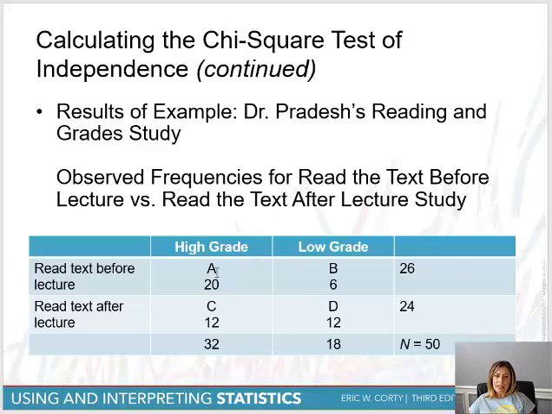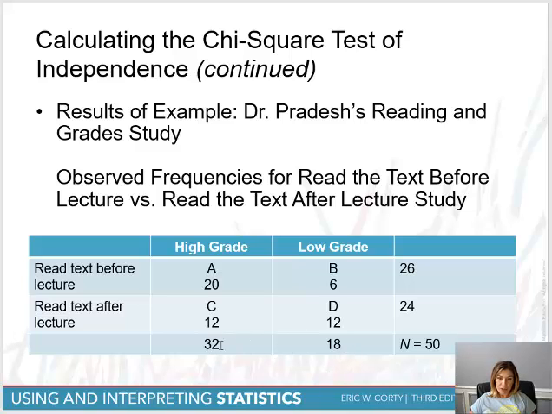So I have these cells labeled A, B, C, and D, just so I can draw your attention to the cells. What this shows you is that 20 students who read before the lecture got a high grade, and 6 students who read before the lecture got a low grade. So that adds up to 26 students total. And for reading after the lecture, 12 got a high grade and 12 got a low grade for 24. You can also add 20 and 12 to get 32 total who got a high grade, and 6 and 12 for 18 total who got a low grade.